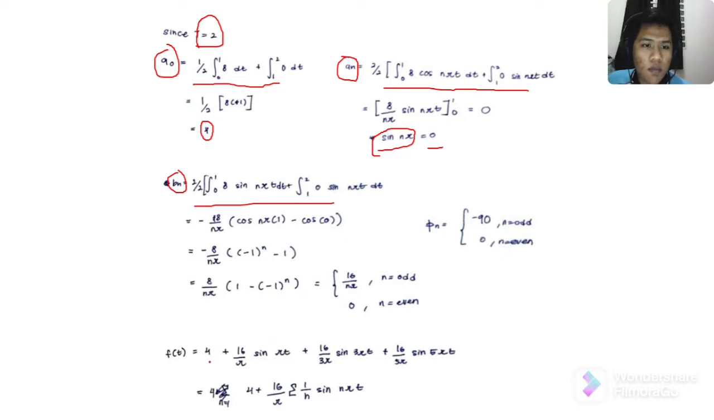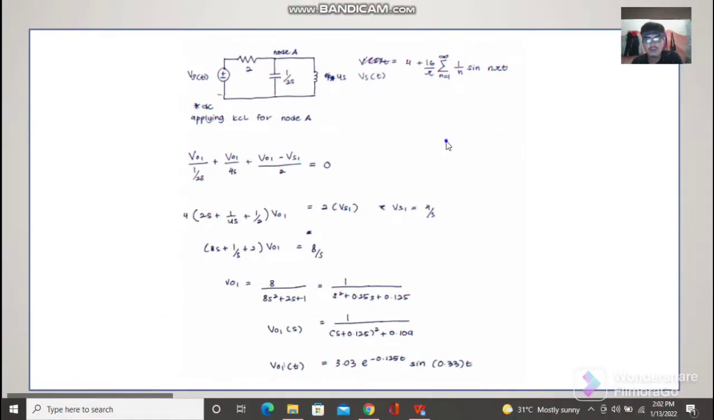So we substitute for our function, and then we will get the function of T is 4 plus 16 over pi, sum of 1 over n sin n pi T.